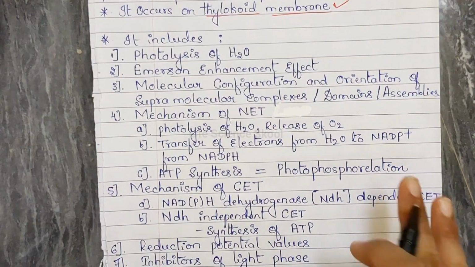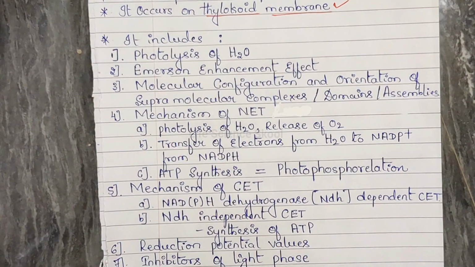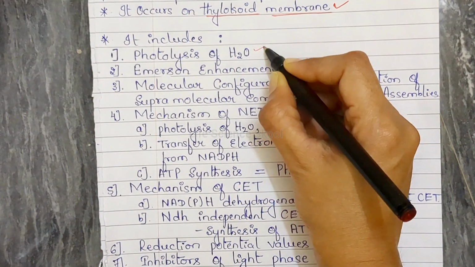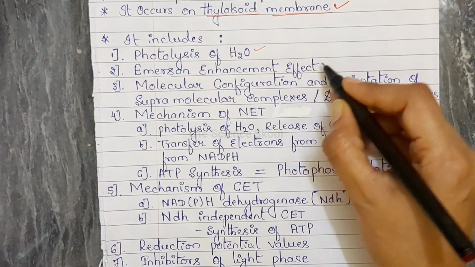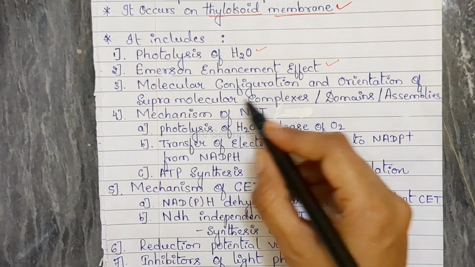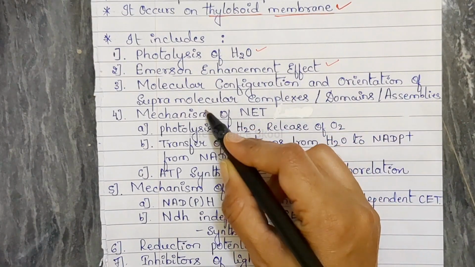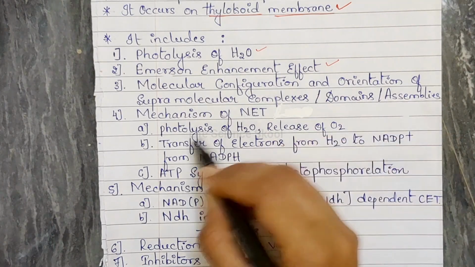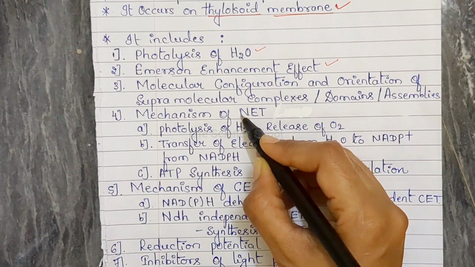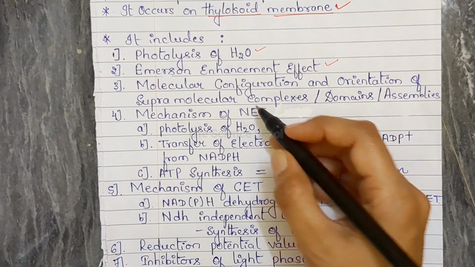Now moving on to the steps included in the light phase. First one, photolysis of water. Second one, Emerson enhancement effect. Third one, molecular configuration and orientation of supramolecular complexes, or you can say domains or assemblies. And fourth one, mechanism of NET, non-cyclic electron transport.